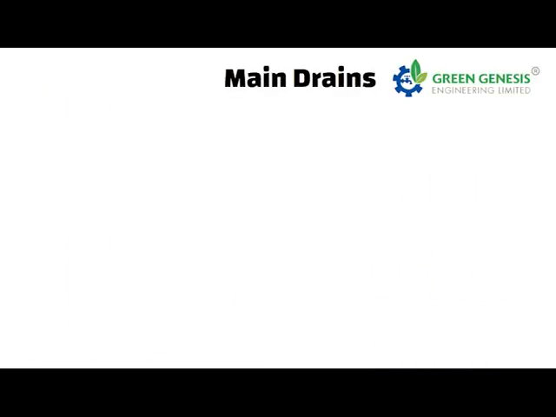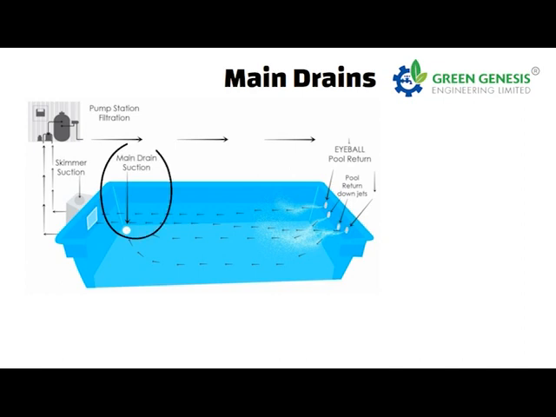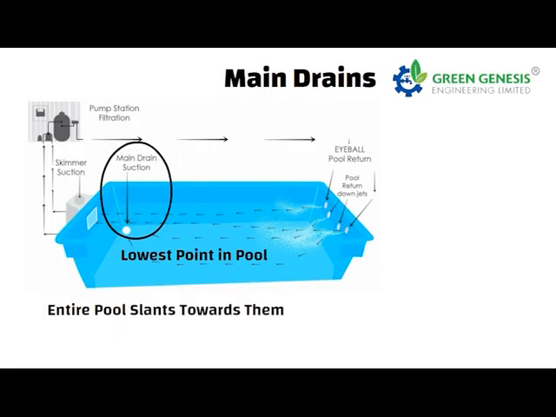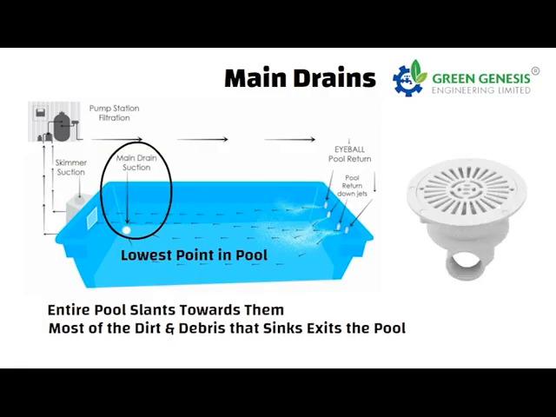Main drains. Main drains are usually located at the lowest point in the pool, so the entire pool surface slants towards them. Most of the dirt and debris that sinks exits the pool through these drains. These drains are covered with grates.